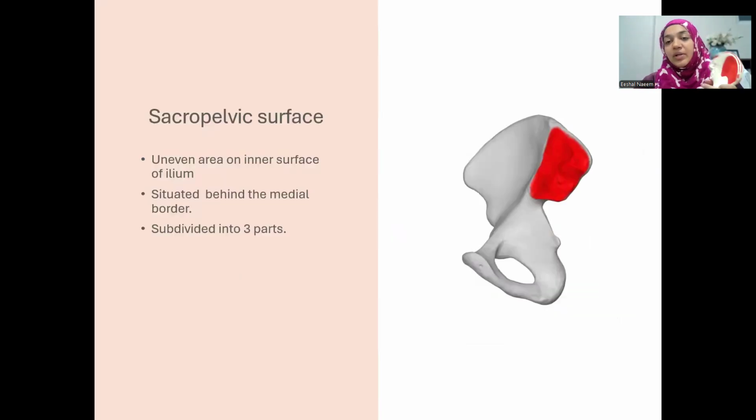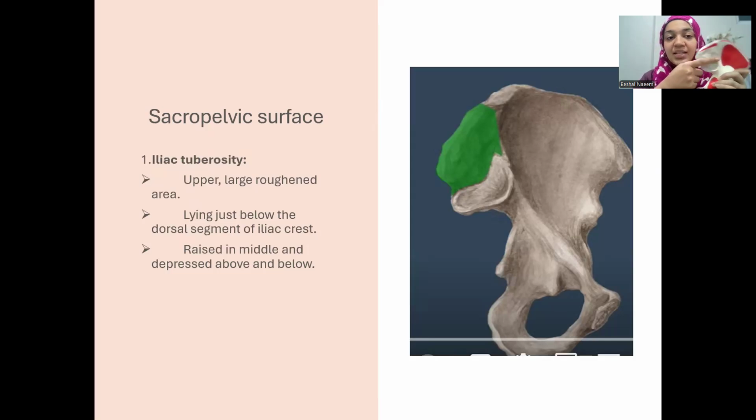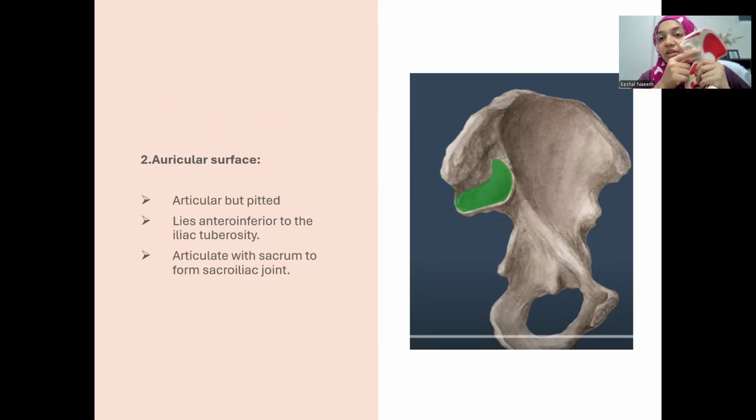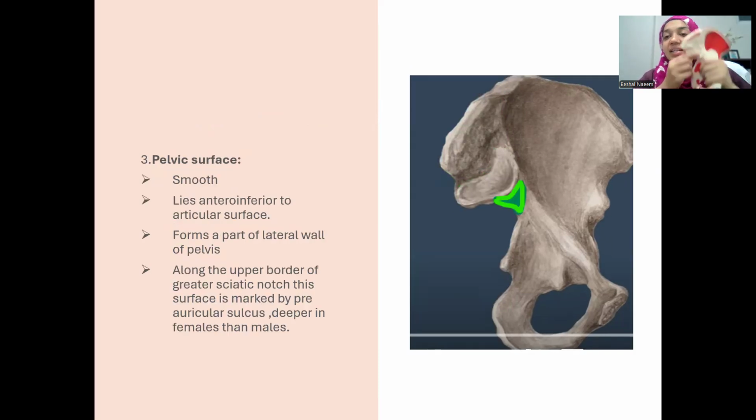Now we've done the sacropelvic surface. The sacropelvic surface has the iliac tuberosity in the upper large roughened area. Below it was the auricular surface. This auricular surface is so called because it looks like apparently an ear. It's articular but pitted. With the sacrum, it forms the sacroiliac joint. And then we had this little pelvic surface beneath it, which was triangular. It forms the lateral part of the pelvis along the upper border of the greater sciatic notch.